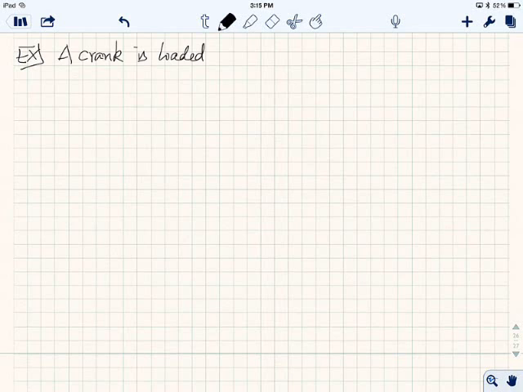How's my writing? Okay. But anyway, if we have a crank, it's loaded by a force of F equal to 300 newtons. I think my problem is I write too fast. If I write fast, it gets ugly, right? So I'll try to write it slow.